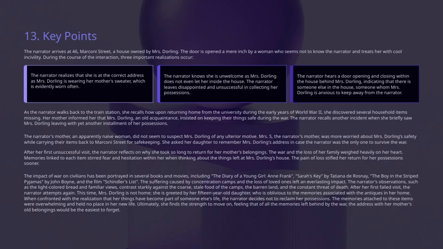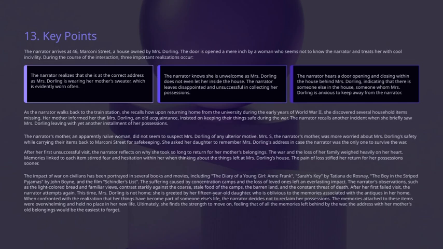I believe that among all the memories left behind by the war, the address with my mother's belongings is the easiest to forget. After that first unsuccessful visit, I reflect on why I delayed returning for her things. The war and losing my family weighed heavily on my heart. Each item stirred up memories filled with fear and hesitation, making me hesitant to face them sooner. The pain of loss held me back.